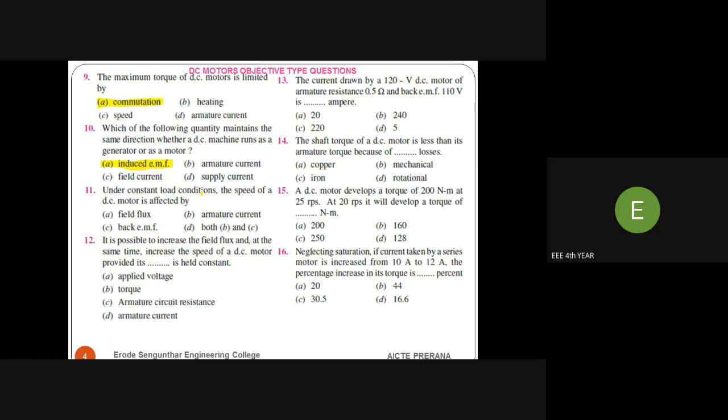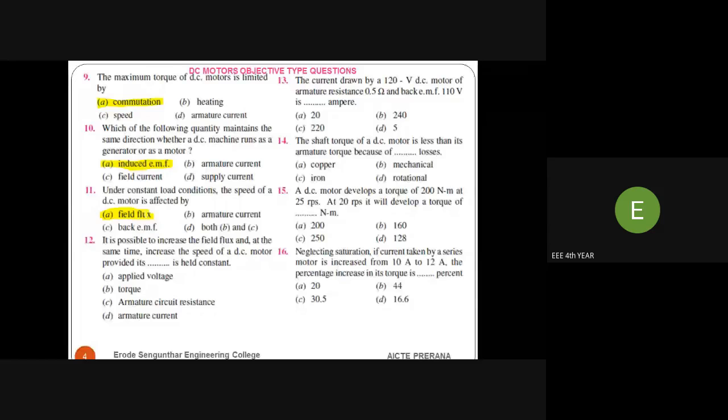Under constant load conditions, the speed of a DC motor is affected by... The exact answer is field flux. N is directly proportional to EB divided by flux phi. It is inversely proportional to field flux. So it is one of the parameters used to change the speed of the motor. So field flux is the correct answer.